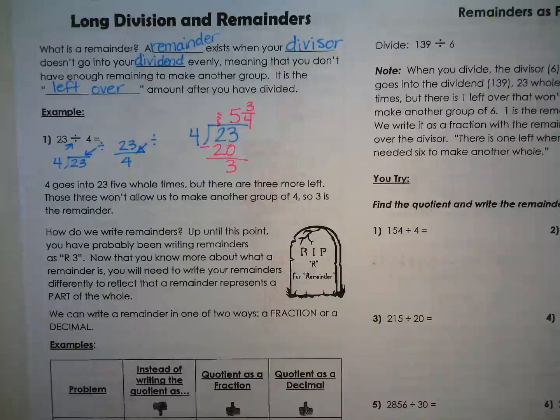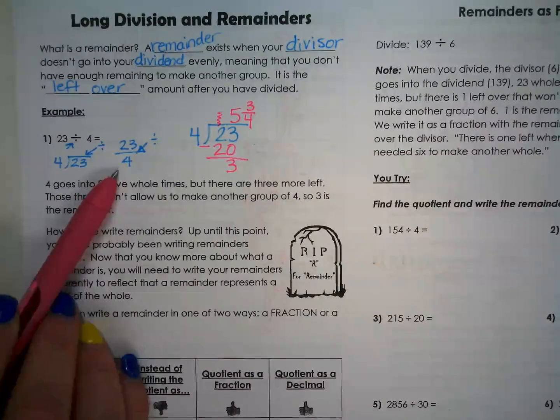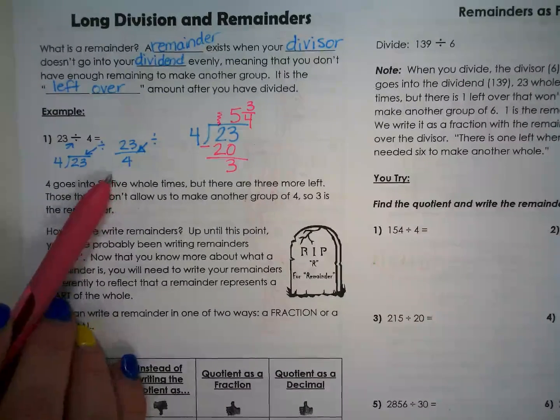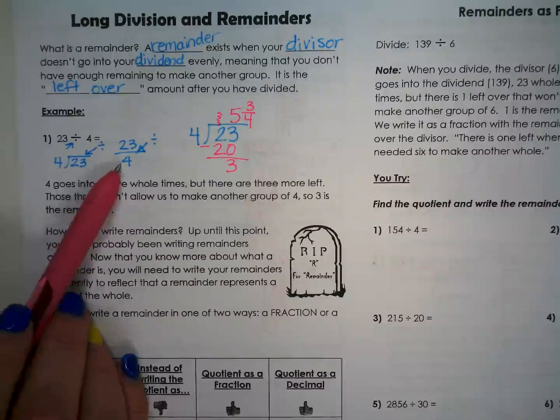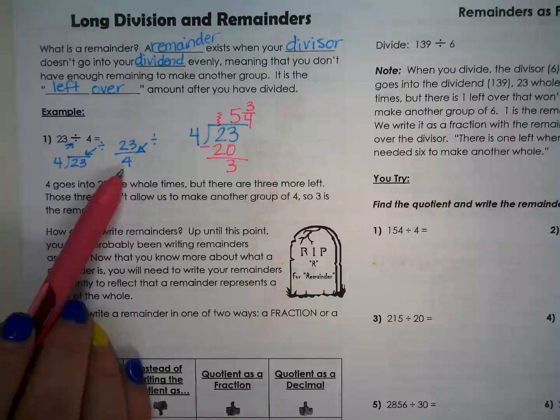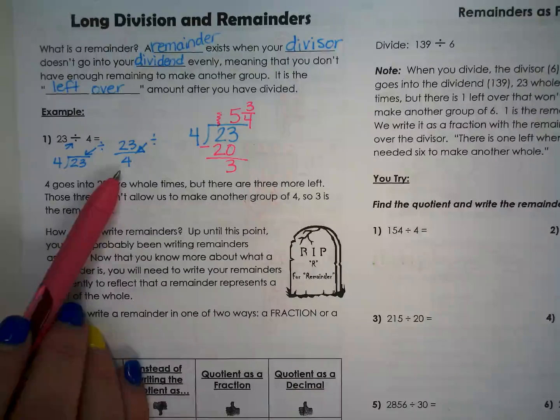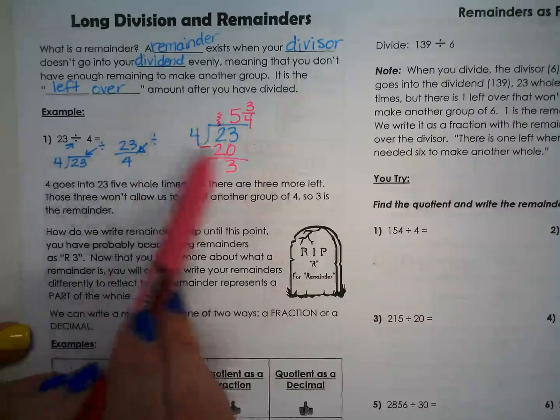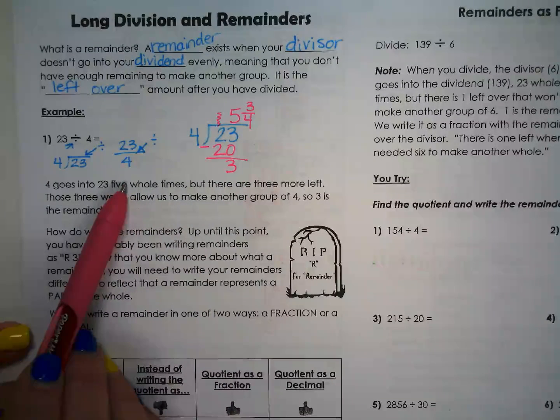5 3/4. Now take a look at it in this format. How would I change this into a mixed number? What would you do? You would divide 23 by 4, just like we did. And then if you had a remainder, you would treat it as a fraction, like so.